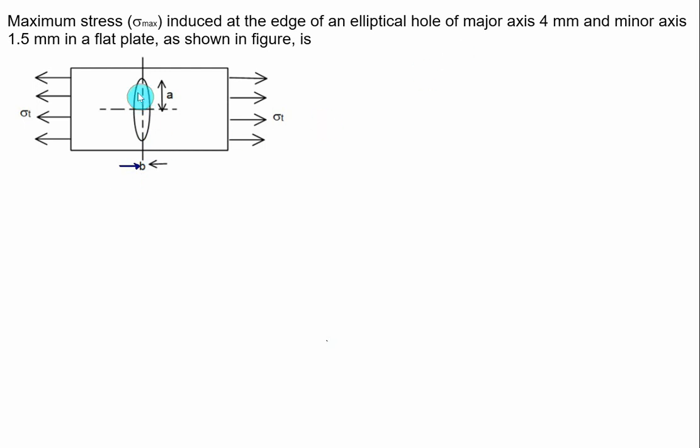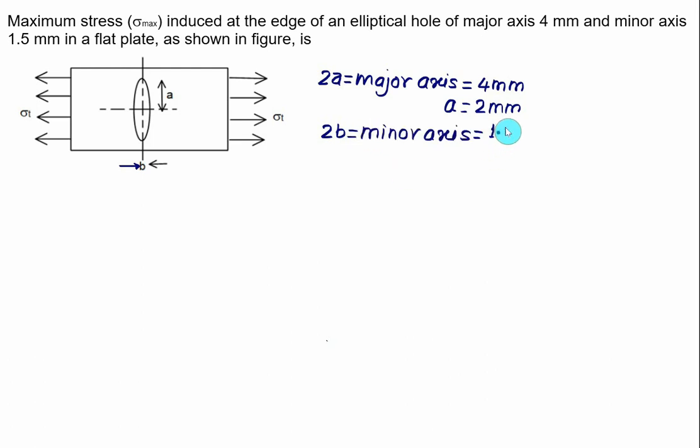So we have given here the major axis equal to 4 mm. So 2 times A represents the major axis, and that value is given as 4 mm. So dimension A will be 4 by 2, that is 2 mm. The minor axis represents 2 times B, and the length of the minor axis is given as 1.5 mm. So B is equal to 1.5 divided by 2, which is 0.75 mm. Here dimension A is perpendicular to the load, and dimension B is parallel to the load.